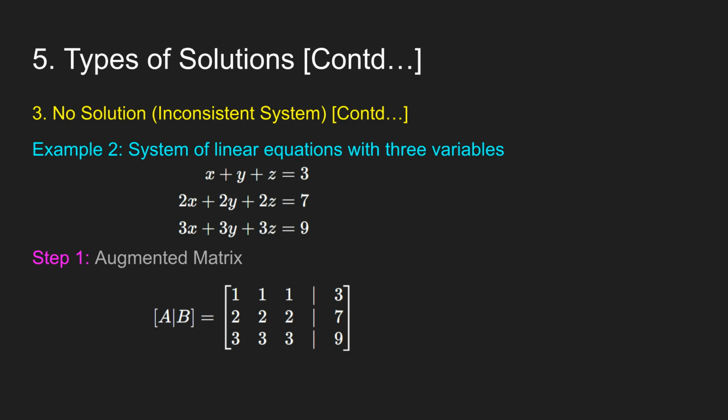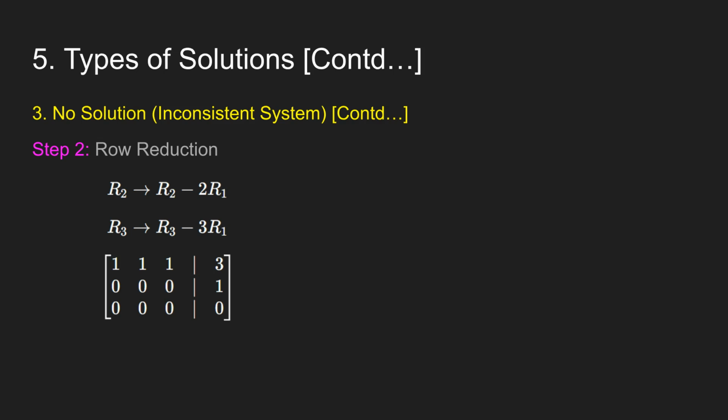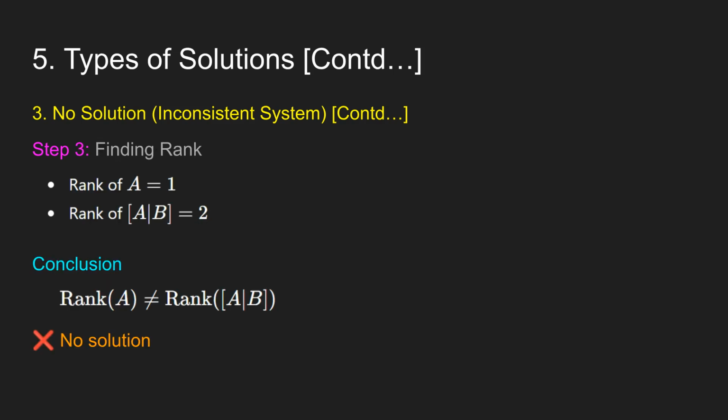To understand even better, let us consider another system of equations with three variables. Initially, we first set up the augmented matrix. Next, as usual, we apply row reduction operations to simplify the matrix. For this system of equations, the rank of A is 1, while the rank of the augmented matrix is 2. Since the ranks are unequal, no solution exists for this system.